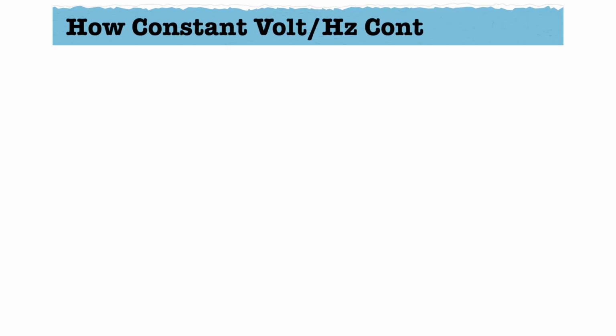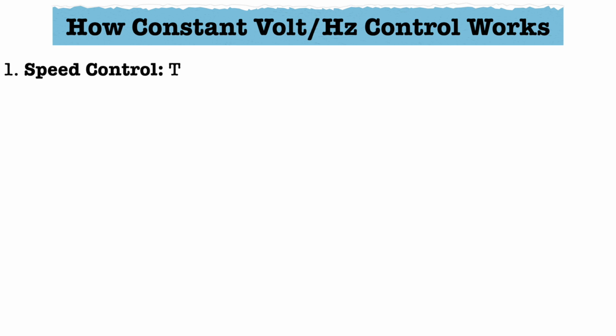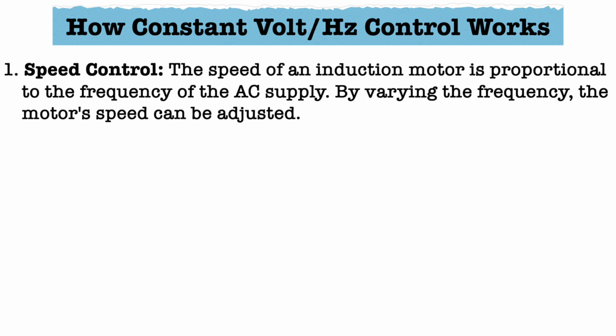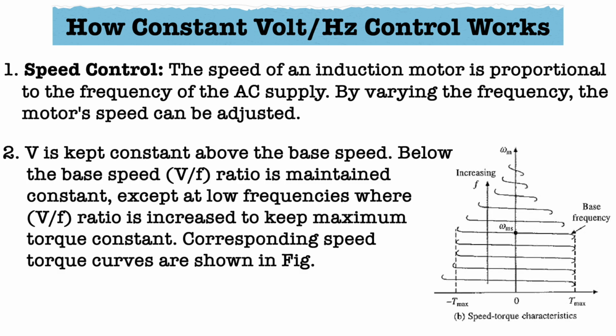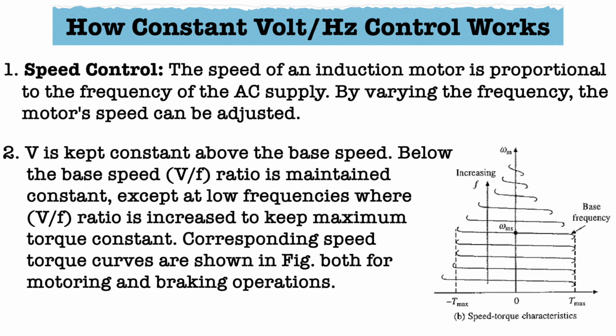How constant volt per hertz control works. First, speed control. The speed of an induction motor is proportional to the frequency of the AC supply. By varying the frequency, the motor speed can be adjusted. The V is kept constant above base speed.